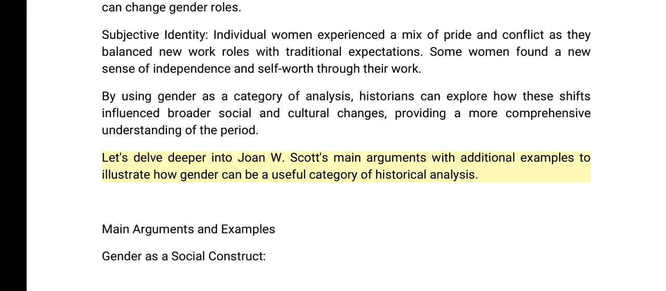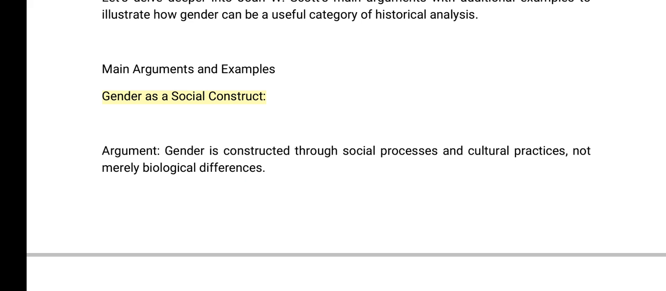Let's delve deeper into Joan W. Scott's main arguments with additional examples to illustrate how gender can be a useful category of historical analysis. Main arguments and examples. Gender as a social construct. Argument: gender is constructed through social processes and cultural practices, not merely biological differences.